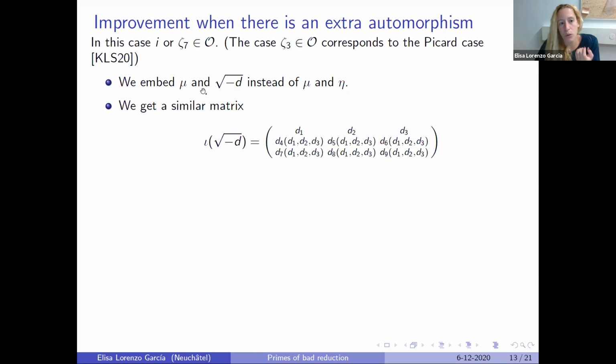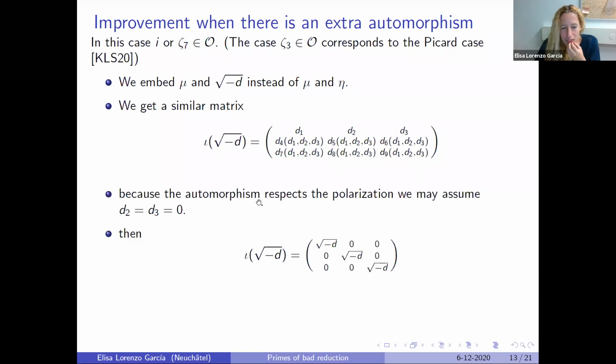instead of trying to compute the embeddings of mu and eta, we can just embed mu and the square root of d. So for the image of the square root of d, instead of the xi, we get the di in a similar way, but now we use the fact that we have an extra automorphism. This means that the automorphism has to respect the polarization. So this means that we may assume d2 and d3 equal to 0. And then we know that it has to look like this. And this is a multiple of the identity.